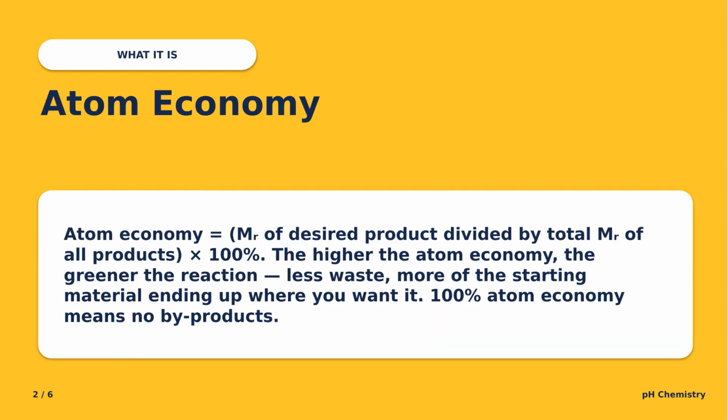The atom economy equals MR of the desired product divided by the total MR of all products times 100. The higher the atom economy, the greener the reaction. Less waste, more of the starting material ending up where you want it. 100% atom economy means no byproducts.